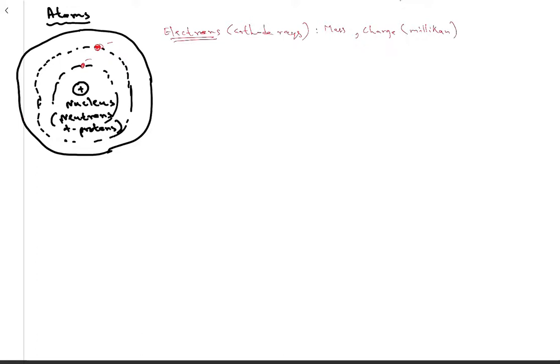At the end of the day, for electrons, what you need to understand is that they have pretty much negligible mass. So they are almost weightless and they have a negative charge.